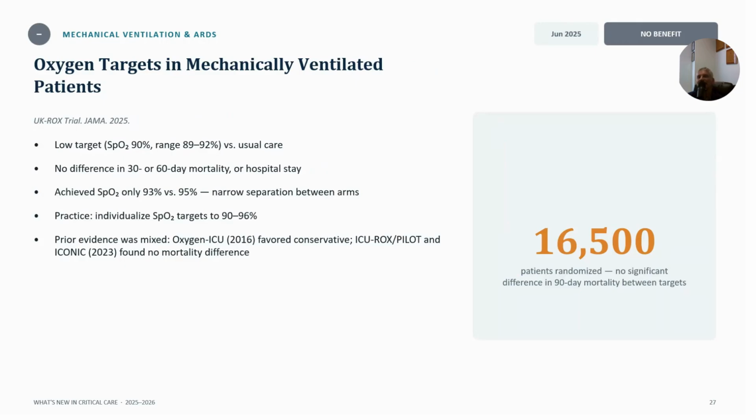Oxygen targets in mechanically ventilated patients, the UK-ROX trial. So low target versus usual care. No difference in 30- or 60-day mortality or hospital stay. It achieved a saturation of only 93% versus 95%. There was a narrow separation between the arms. But basically, we individualize the saturation to 90 to 96%. So the initial Oxygen-ICU trial in 2016 favored conservative.